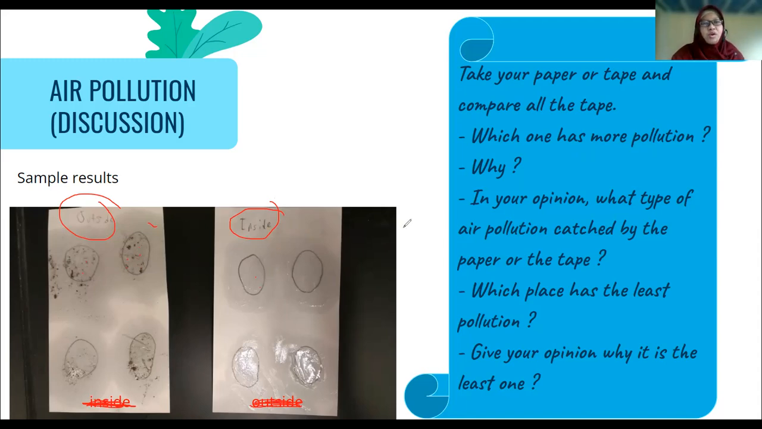Many smoke, and then dirt, dust, many air pollution, many dirt is being brought by the wind or by the air. In your opinion, what type of air pollution is caught by the paper or the tape? Yeah, this one. I think dust. Which place has the least pollution? It's inside. Give your opinion why it is the least one. Because inside, it's mostly closed. Okay, in a room, it is closed, so it has the least pollution.